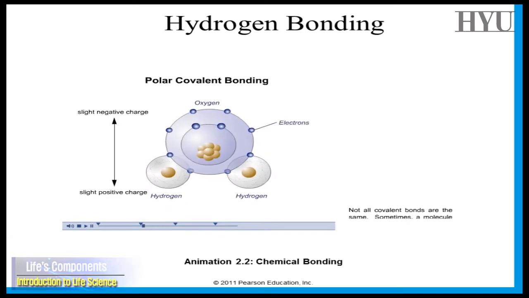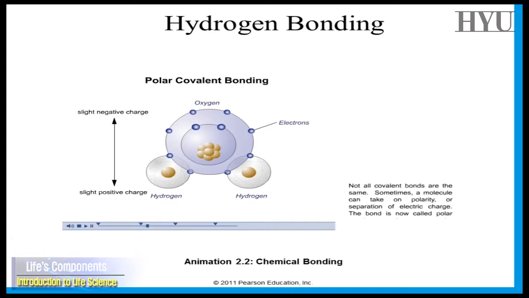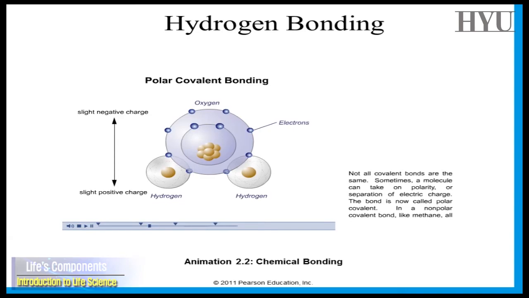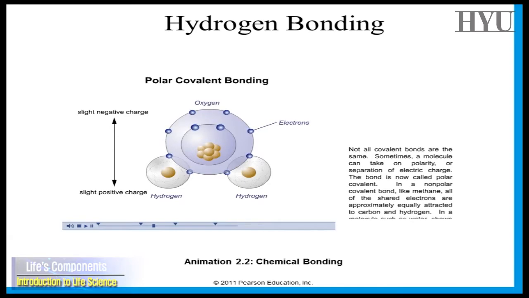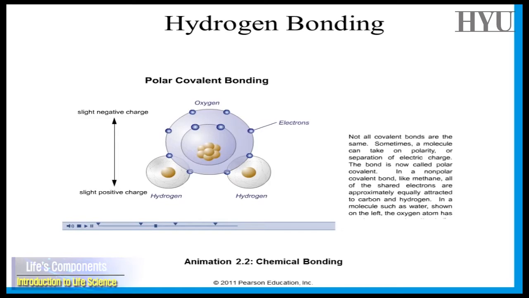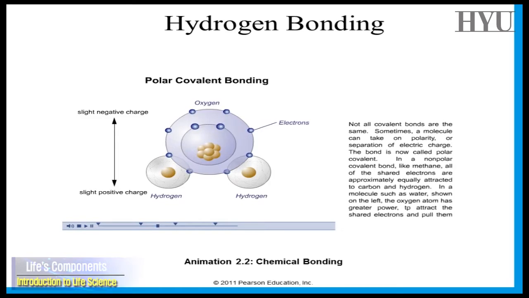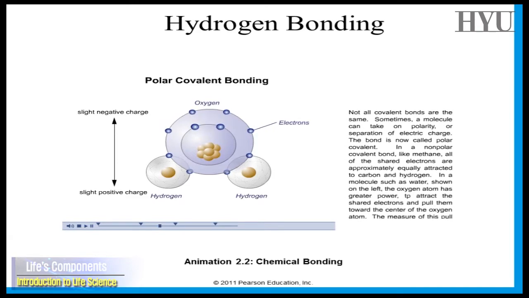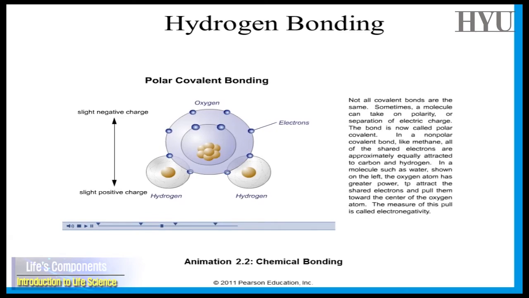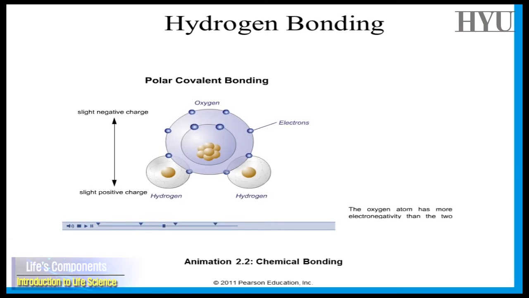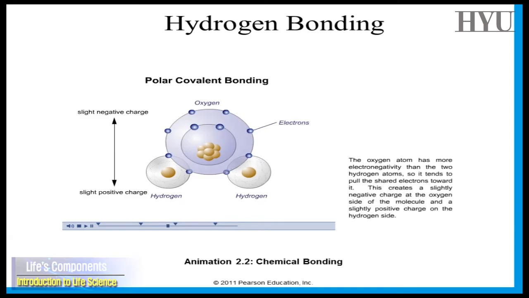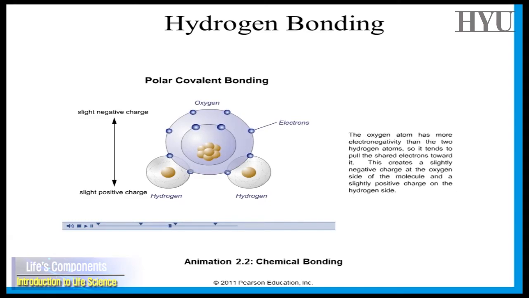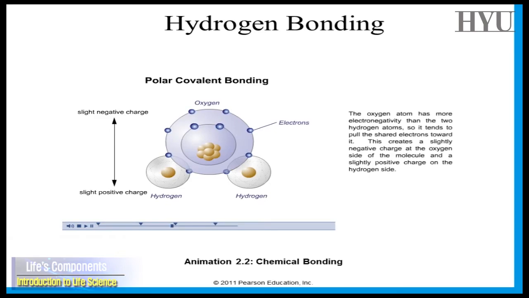Not all covalent bonds are the same. Sometimes a molecule can take on polarity, or separation of electric charge. The bond is then called polar covalent. In a nonpolar covalent bond, like methane, all of the shared electrons are approximately equally attracted to carbon and hydrogen. In a molecule such as water, shown on the left, the oxygen atom has a greater power to attract the shared electrons and pull them toward the center of the oxygen atom. The measure of this pull is called electronegativity. The oxygen atom has more electronegativity than the two hydrogen atoms, so it tends to pull the shared electrons toward it. This creates a slightly negative charge at the oxygen side of the molecule and a slightly positive charge on the hydrogen side.